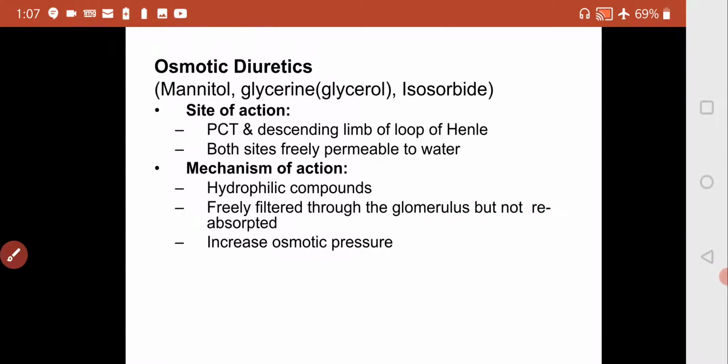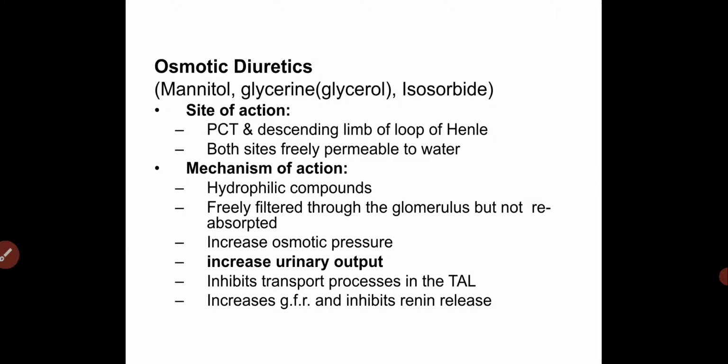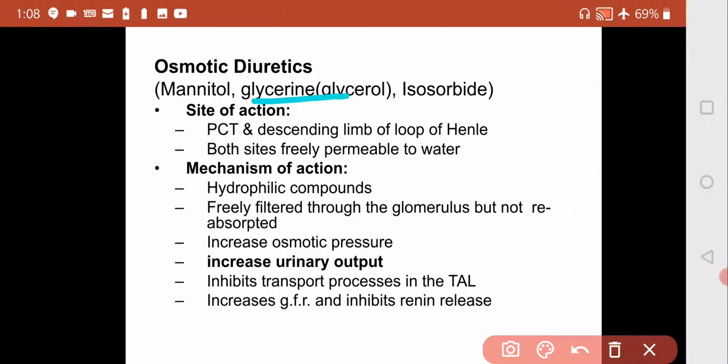It also has some other mechanisms, like inhibiting transport processes in the thick ascending limb of the loop of Henle, but the mechanism is not clear. It also inhibits renin release and increases the GFR, because it moves fluid from the intracellular to the extracellular fluid and increases the urinary output. So for these osmotic diuretics, try to remember the names: glycerin and mannitol.